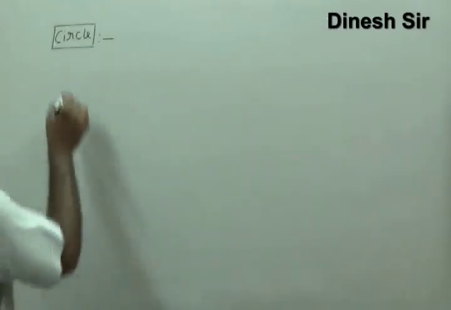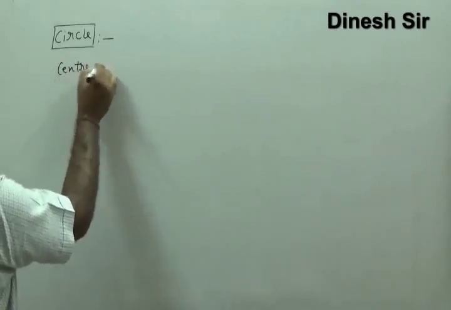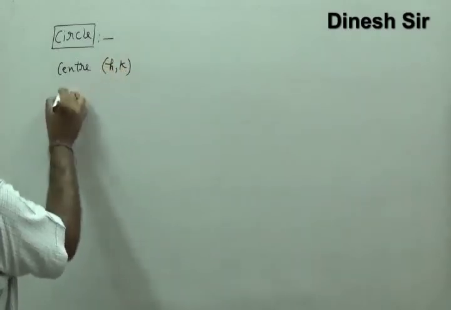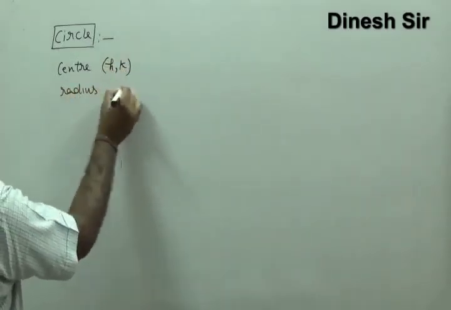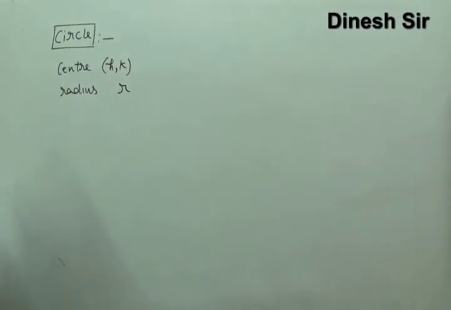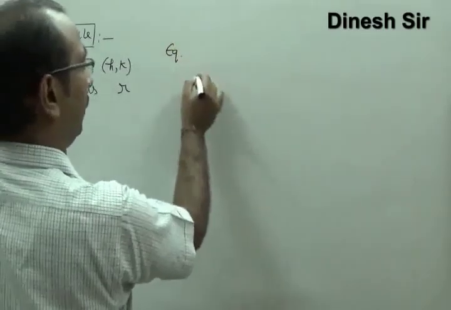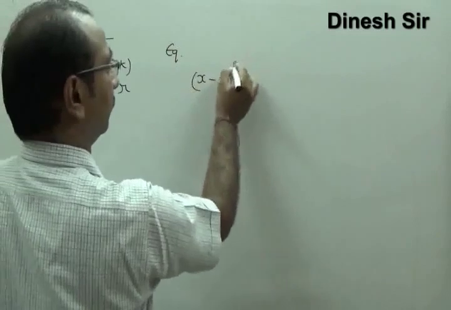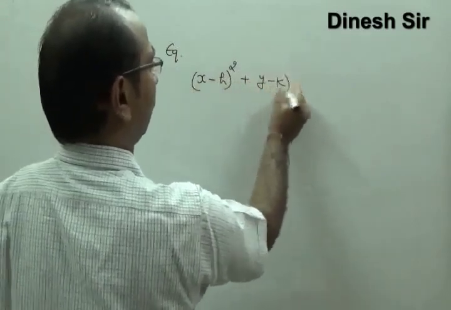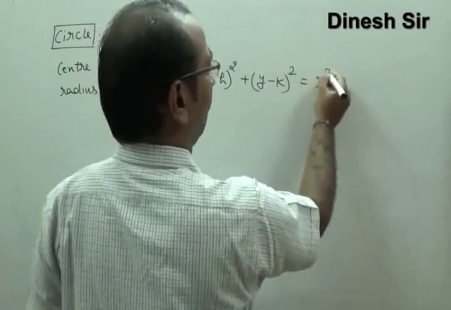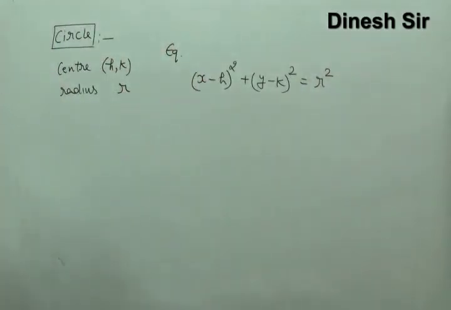So when we consider the circle, suppose the center of the circle is given, that is (h, k), and the radius of the circle is given as r. The equation of the circle is (x - h) whole square plus (y - k) whole square, equal to r square. How to find the equation of the circle? That is (x - h) whole square plus (y - k) whole square is equal to r square. That is the equation of a circle.